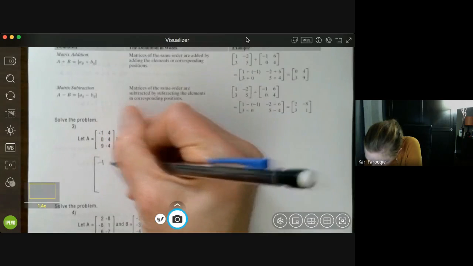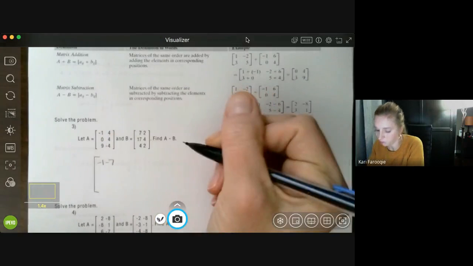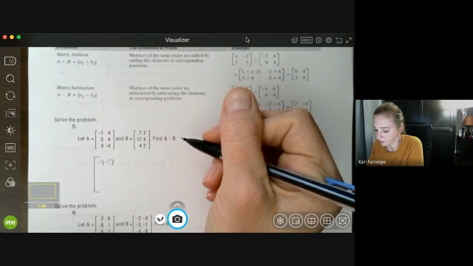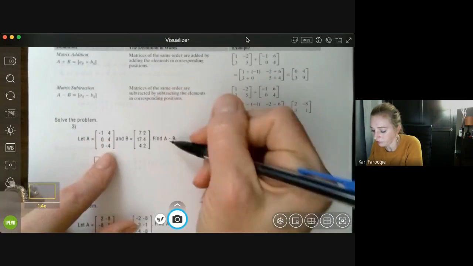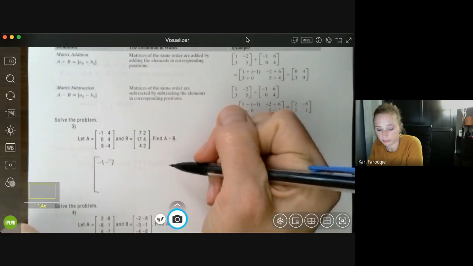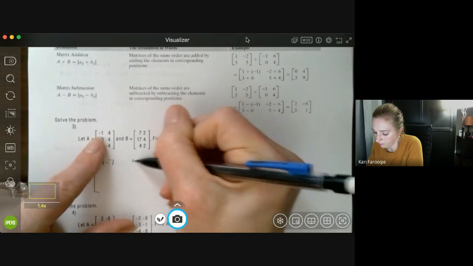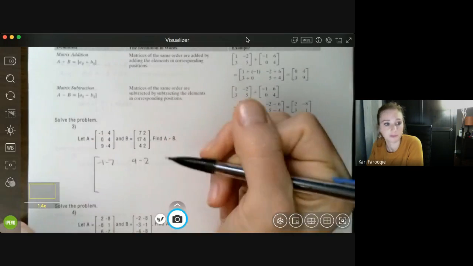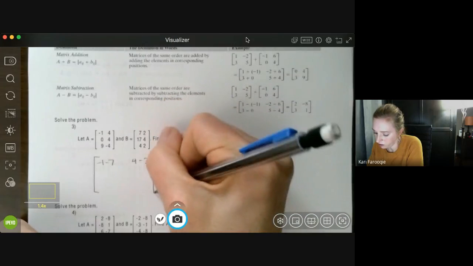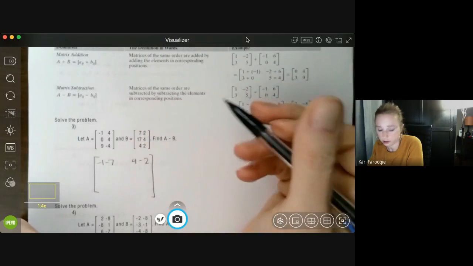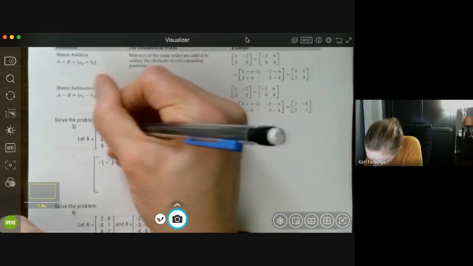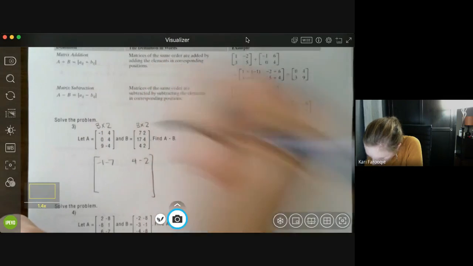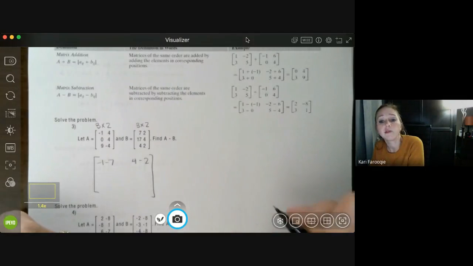Okay, so your first element here will be -1 minus 7 in the first row, first column. Moving to the first row, second column, you'll subtract those elements for A minus B. So you'll take 4 minus 2. And what I'm doing here is creating a matrix that represents the difference, and it's also going to be a 3 by 2. I'm going to write the orders here just so you get used to seeing them. Remember that in order to add and subtract matrices, they have to have the same order.